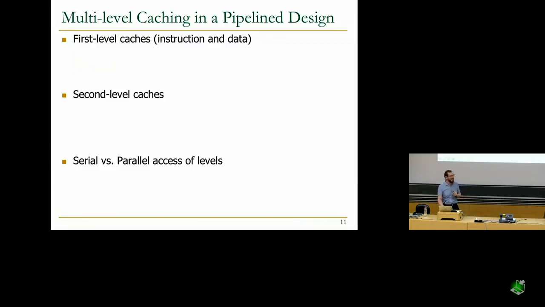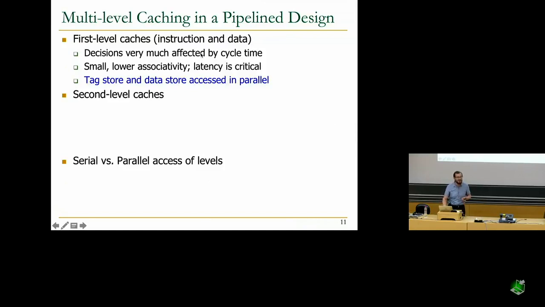Okay, so that brings me to the next point, which I already covered last time, actually. So if you have multi-level caches in a pipeline design, you have first-level caches. Instruction and data are usually separate. And the decisions are very much affected by the frequency of the processor, the cycle time. As a result, first-level caches are usually smaller, lower associativity, because latency is critical for them. And as a result, again, tag store and data store are accessed in parallel. We discussed this also, so that you can get the data quickly if you hit in the cache. If you miss in the cache, you waste some power. But these caches are small, so maybe they don't waste as much power.